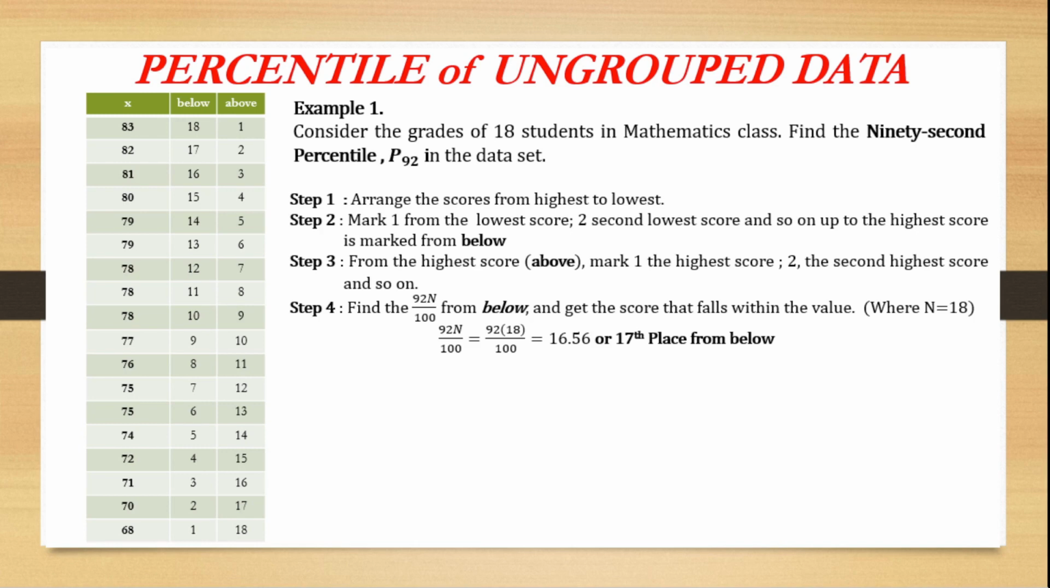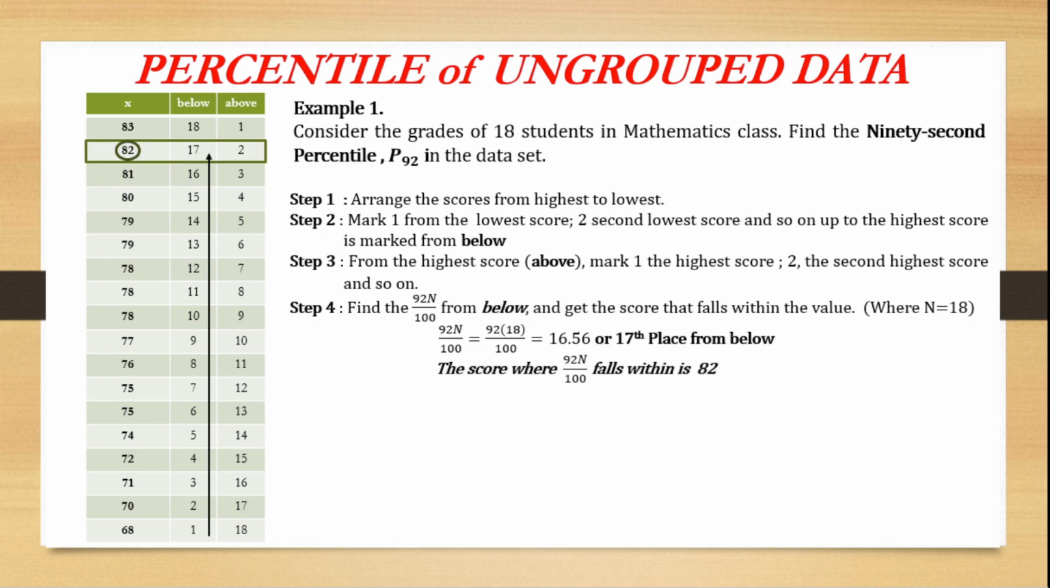So it becomes 92 times 18 divided by 100 is equal to 16.56. Then round up 16.56, that becomes 17, or the 17th place from below. So from the table itself, this is now the 17th place. Then we can say by observation, 82 is the number where 92n over 100 falls within.